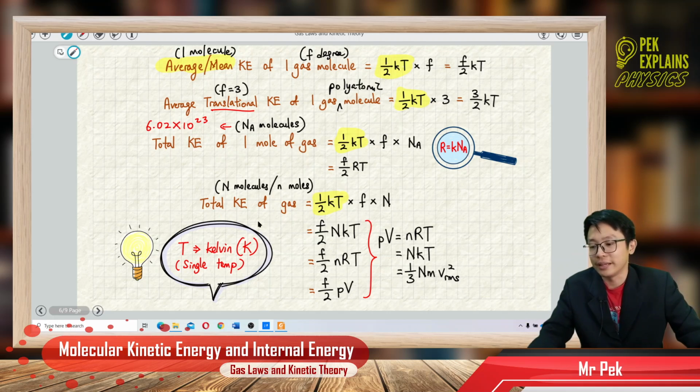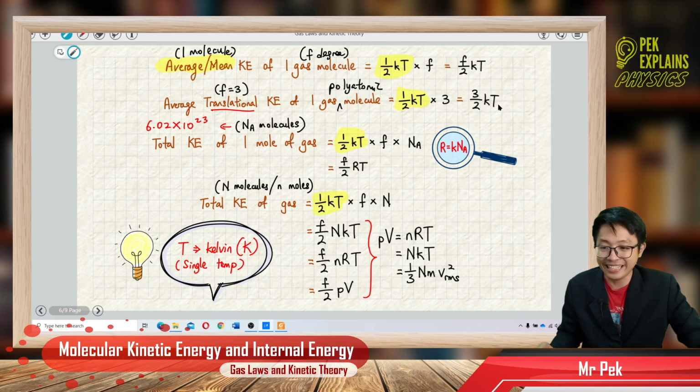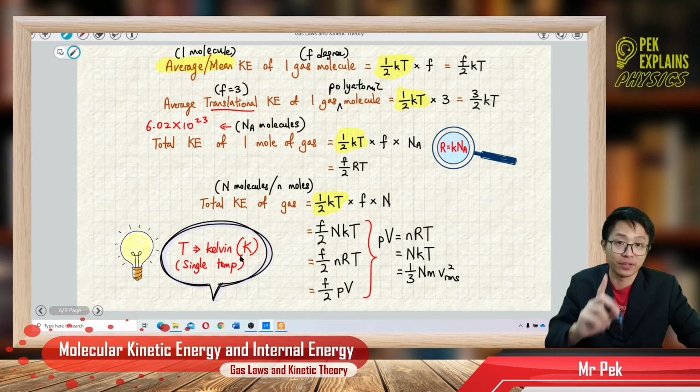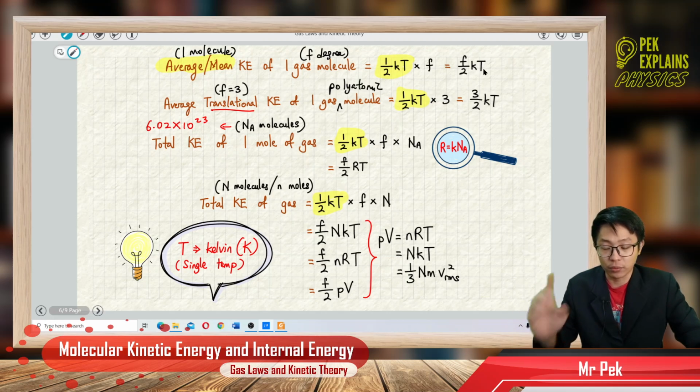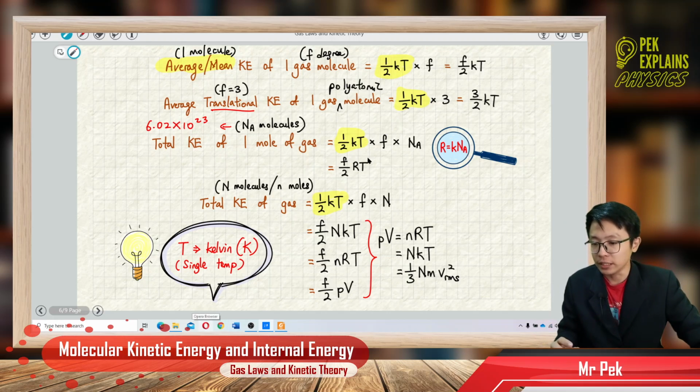Understand? Good. One very important thing: for all these formulas, F over 2 kT, 3 over 2 kT, F over 2 RT, F over 2 NkT and nRT, the T here you must use Kelvin. Remember, this chapter always uses absolute temperature, the Kelvin. If the question gives you degrees Celsius, you must change all to Kelvin, because these all are single temperature points. Understand? Good.